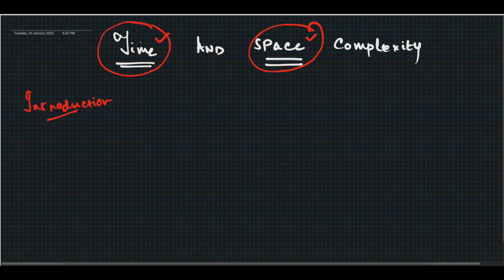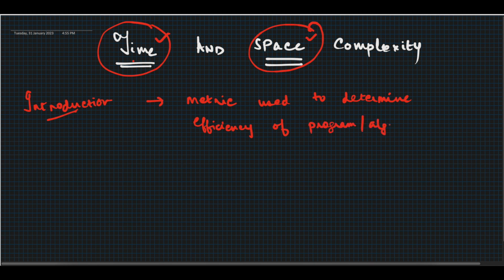In general, if we talk of time and space complexity as one single unit, what do they mean? They're nothing but a metric, which is used to determine the efficiency of a certain program or a certain algorithm, whatever logic you have written. So efficiency is the key over here.